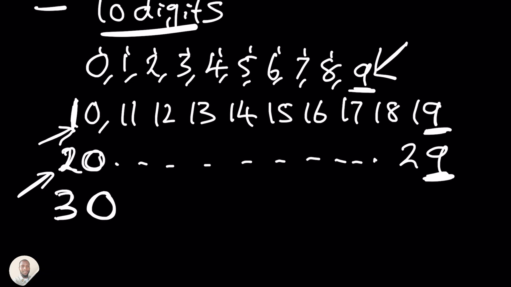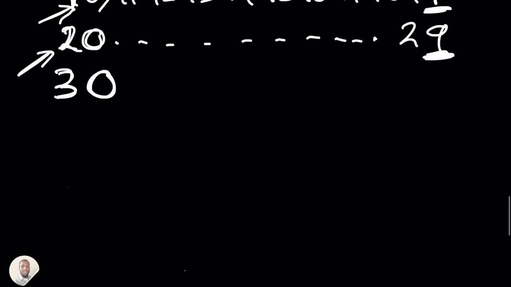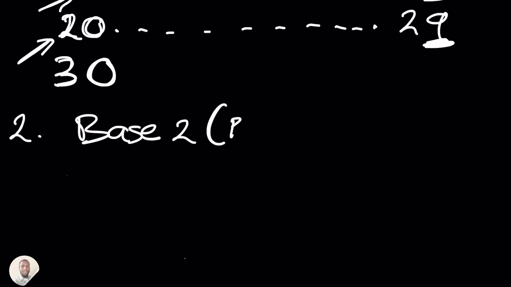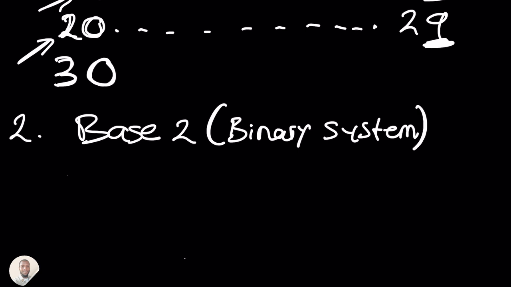Next, let's consider base 2. Your base 2 is also known as your binary system. Your base 2 is used by computers. The digits allowed in base 2 are only 2 digits, which are 0 and 1. After 1, we move to the next place value. So 2 in decimal is written as what?